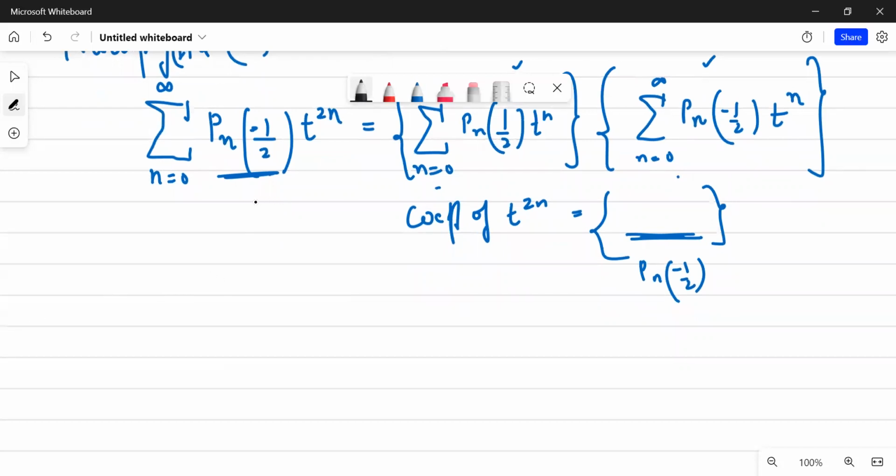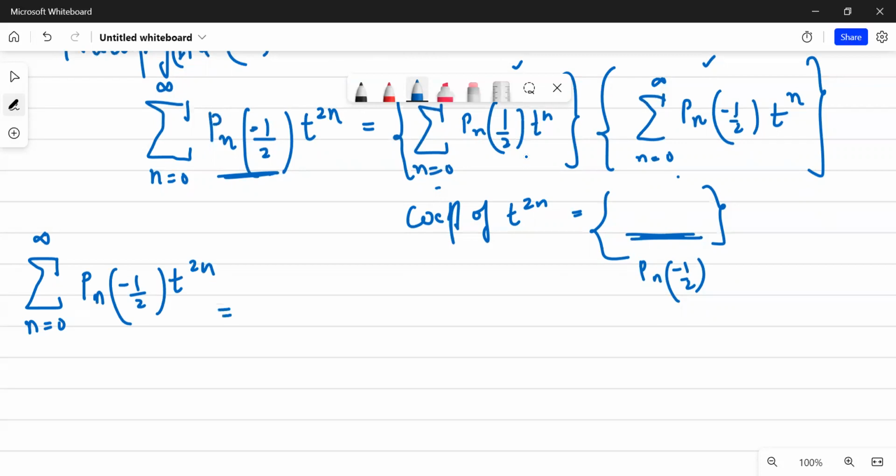And this is due to the orthogonality relation. Otherwise नहीं होता ये, because Legendre polynomials are orthogonal to each other, so you can compare them out. So what I'll do, I'll simply write here summation n equal to 0 to infinity. I'll write एक बार के लिए वापस लिख रहा हूँ Pn minus half, and I'm writing t की power 2n.